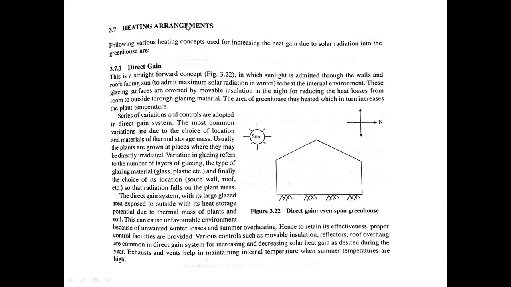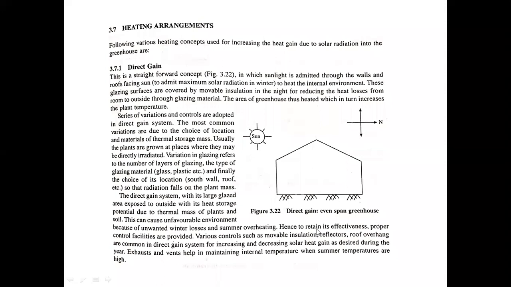The direct gain system, with its large glazed area exposed to the outside, has heat storage potential due to the thermal mass of plants and soil. This can cause an unfavorable environment because of unwanted winter losses and summer overheating. Hence, to retain its effectiveness, proper control facilities are provided. Various controls such as movable insulation, reflectors, and roof overhang are common in direct gain systems for increasing and decreasing solar heat gain as desired during the year. Exhausts and vents help in maintaining internal temperature when summer temperatures are high.